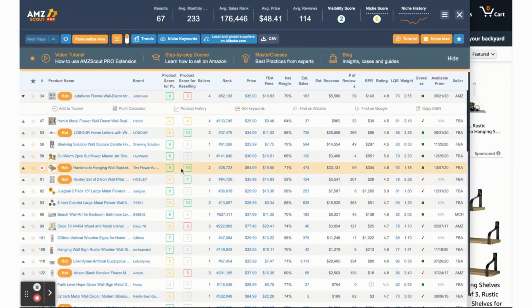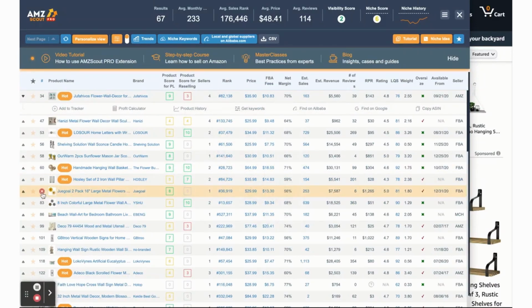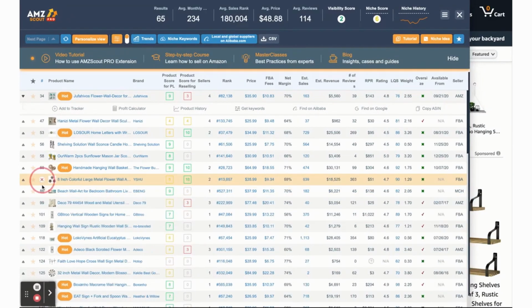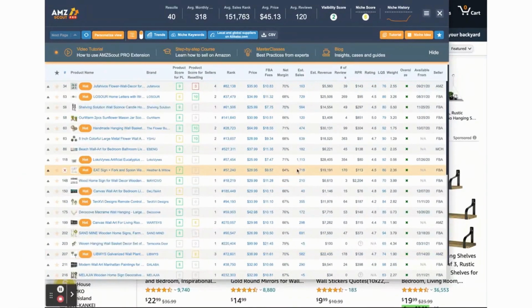So now I can see that there are a few items that are oversized and I want to get rid of them from the results. So what you can do is you can click on X just to get rid of it from the results that you see. And I've gone ahead and removed all of the items that may be oversized. Another thing to note here is it gives you the product score for private labeling.